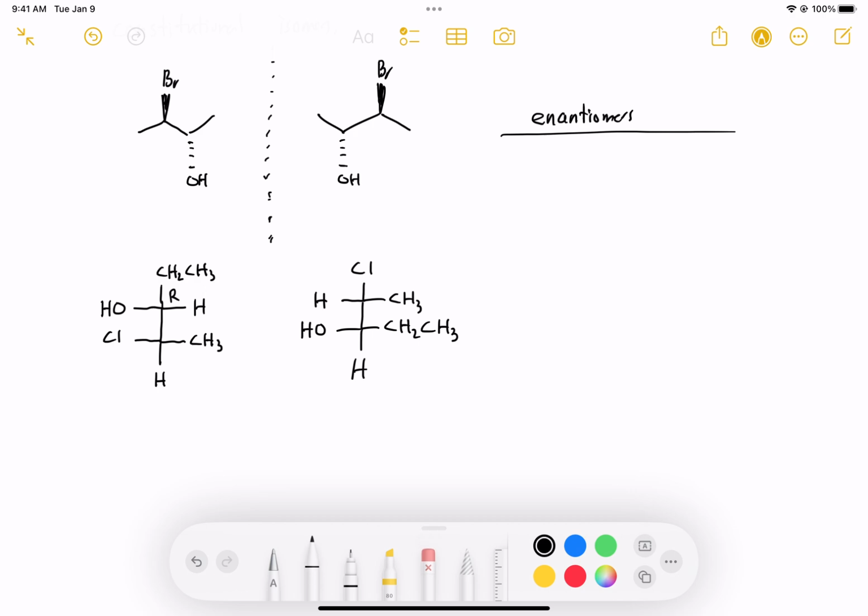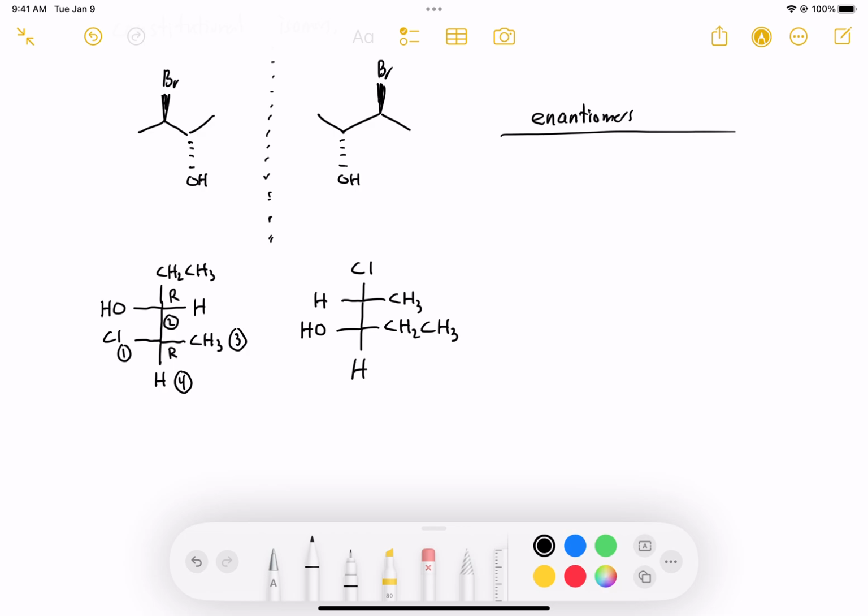Chlorine is going to be number 1. Hydrogen's 4 again. And then 3 is going to be the rest of the chain here, and then, sorry, that's 2. I meant 2, not 3. 3 is the methyl group. Okay. So hydrogen at this time is on the dashed, because remember the vertical is the dash. So we go 1, 2, 3, we get another R. All right, so that's R.